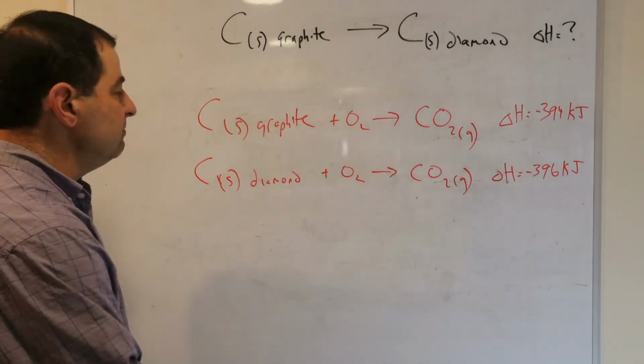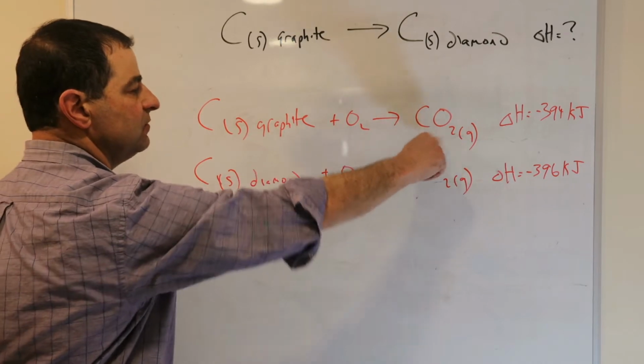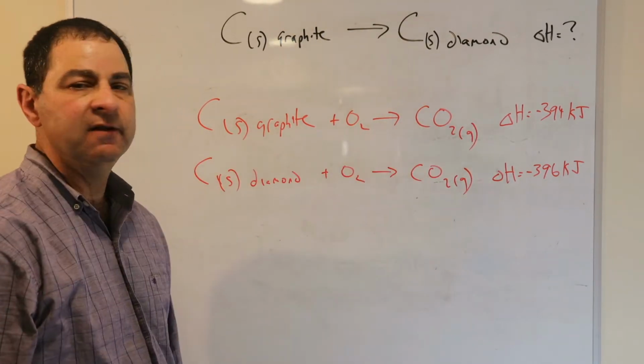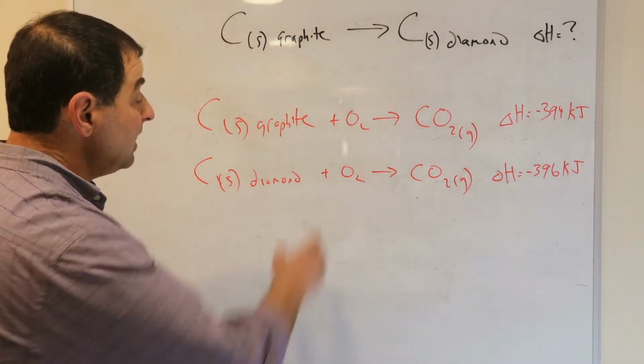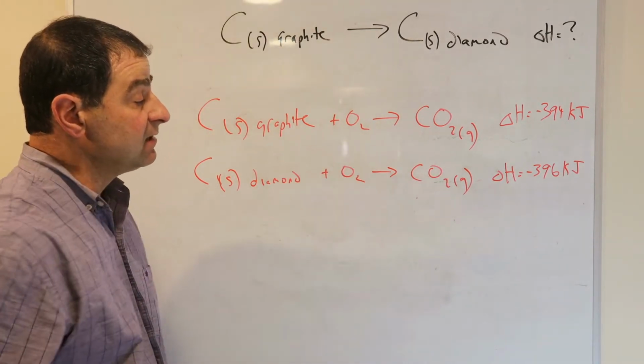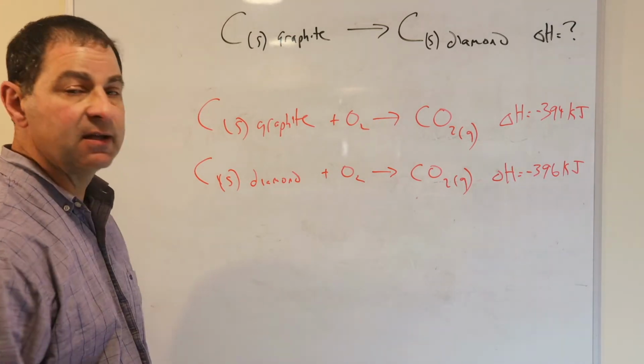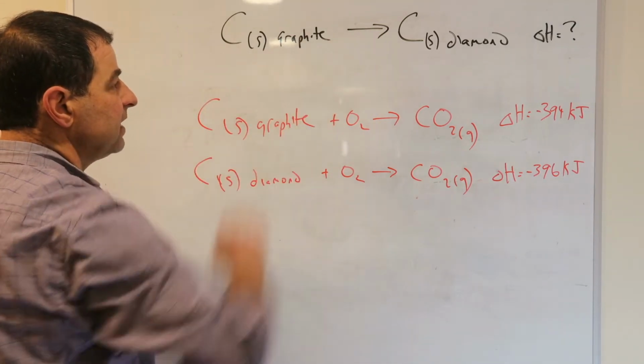I can actually use the combustion for each one of them. I can combust graphite to produce CO2 gas with a delta H of negative 394 kilojoules. It's exothermic. And I can also combust or burn diamond and produce CO2 gas and get a delta H of negative 396 kilojoules. Once again, I'm going to look and see how I can combine these reactions to get my product.